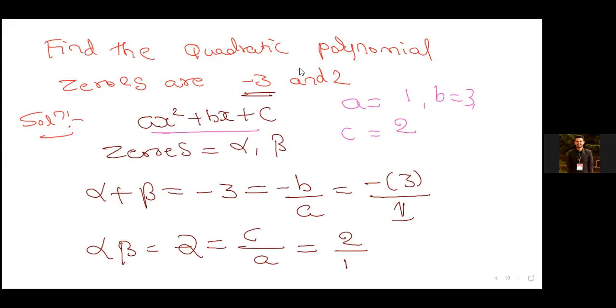What is the polynomial? Yes, quick, just unmute. It will be quick. Otherwise, if you type on the chat, it takes time. x square plus 3x plus 2. Yes, exactly. It will be x square plus 3x plus 2. This is the polynomial which fits the condition.